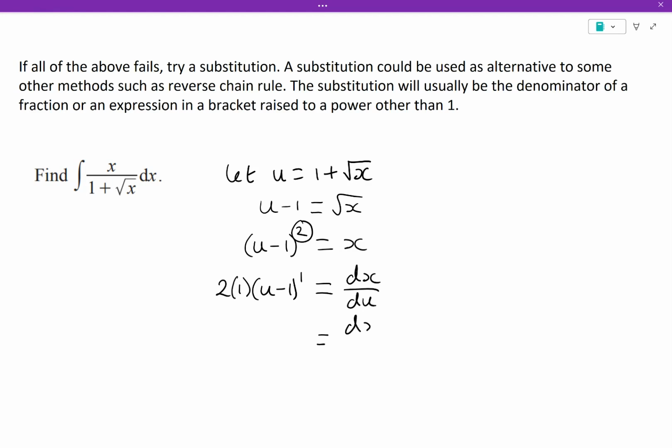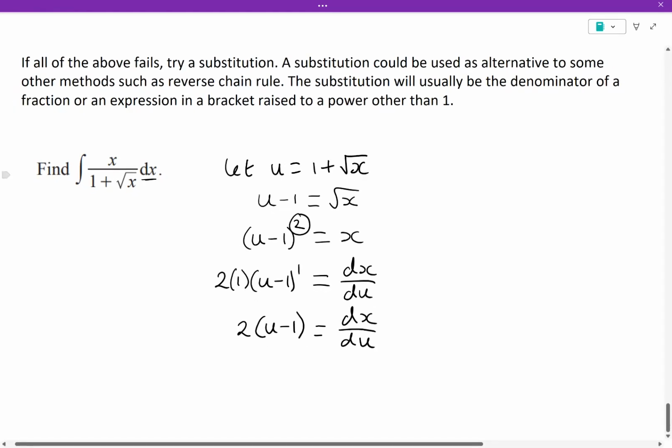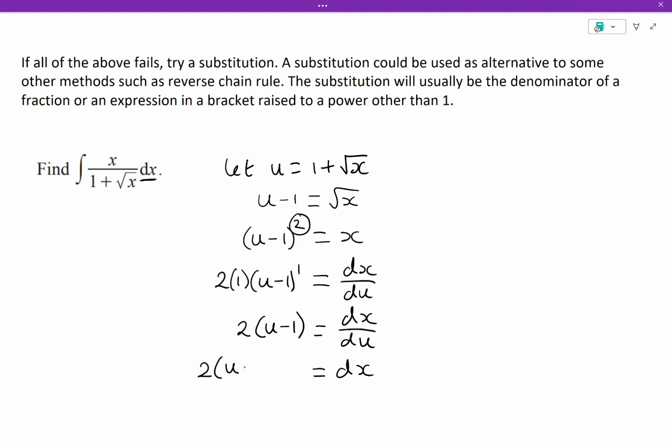So if I just simplify what I've ended up with there, I would have 2 lots of u take 1, like that. Now I need to replace dx here, so I'm going to make dx the subject, so dx would be equal to 2 lots of u take 1 du. Now let's start substituting into my integral.